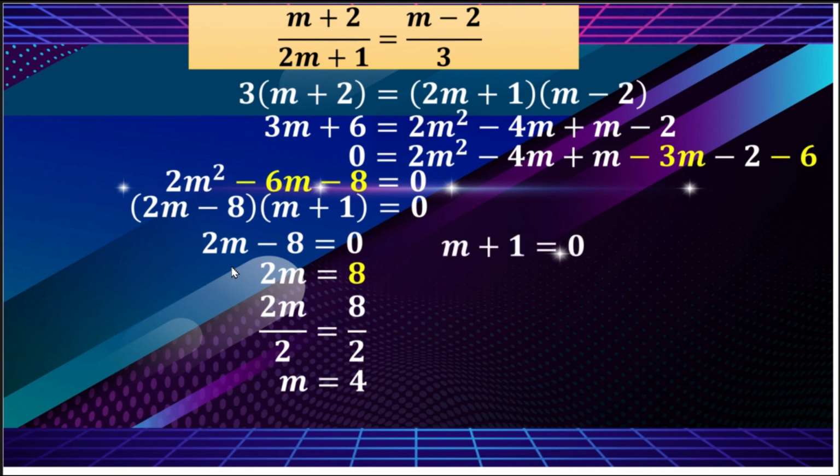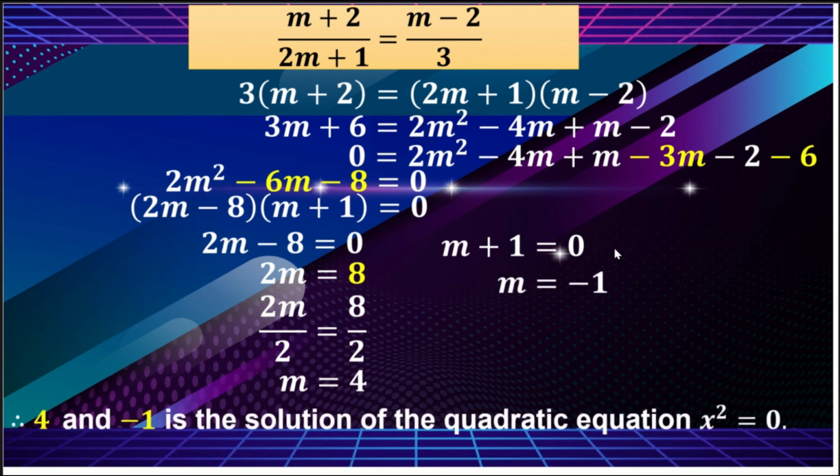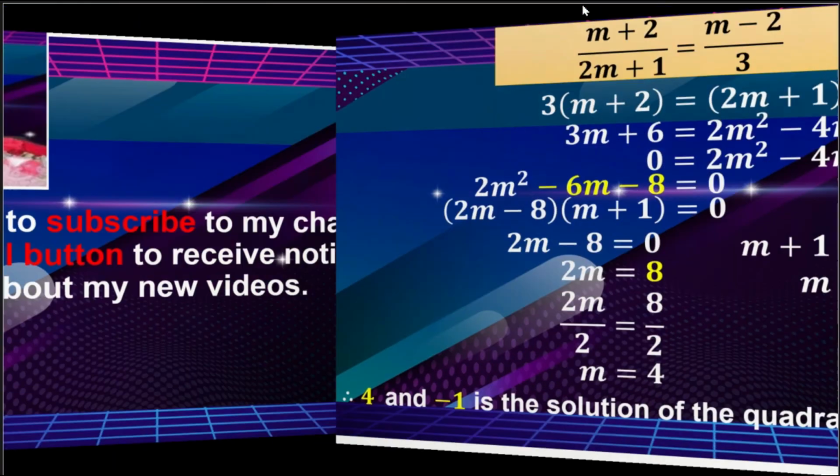And on the other side, since we're done with 2m minus 8, we will proceed to m plus 1 equals 0. We are going to transpose 1 to the other side and it becomes negative 1. Therefore, 4 and negative 1 is the solution.